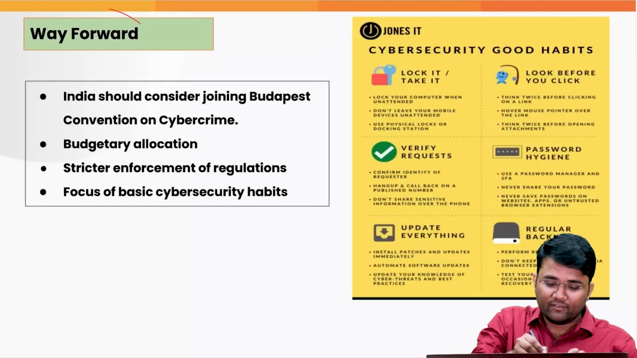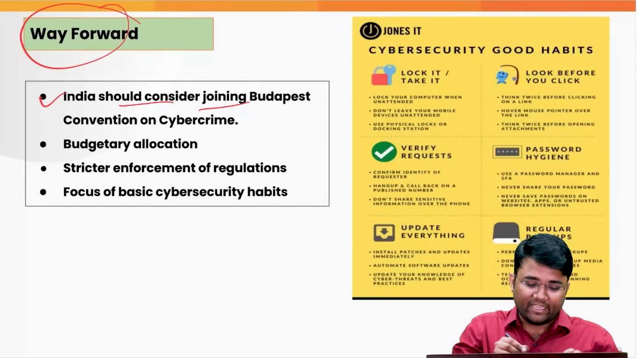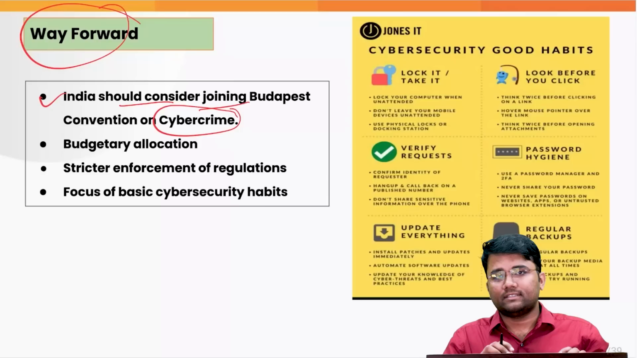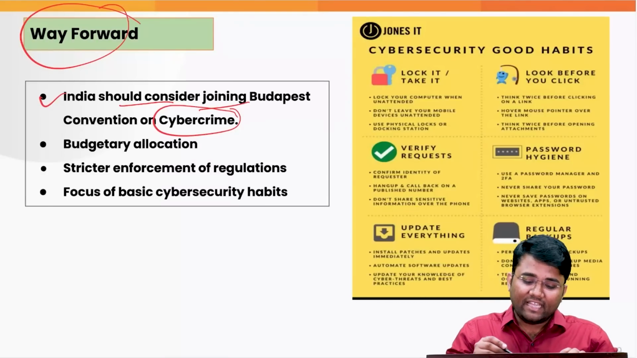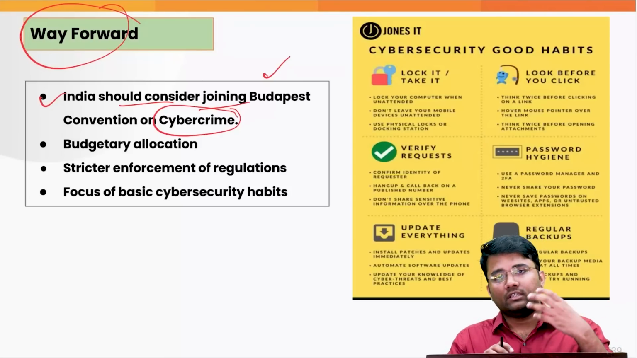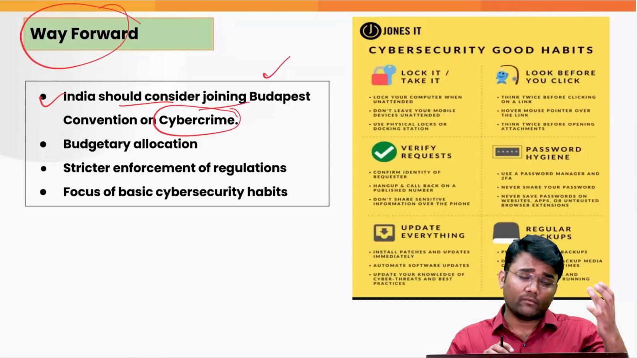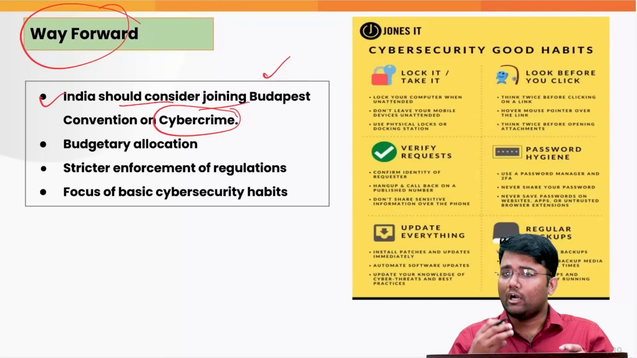So what should be the way forward? First, India should consider joining the Budapest Convention on Cybercrime. This will help us in addressing the transnational nature of the offenses. India hasn't joined the Budapest Convention as of now. So when India joins this convention, we will be able to share our information. Also, we will be able to get information about the major attacks that are happening and how we can prevent them.